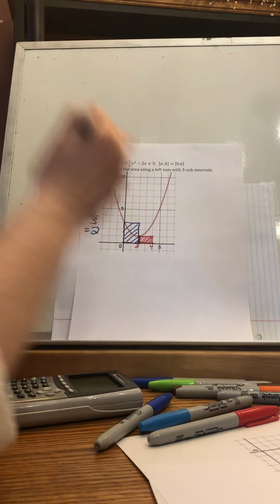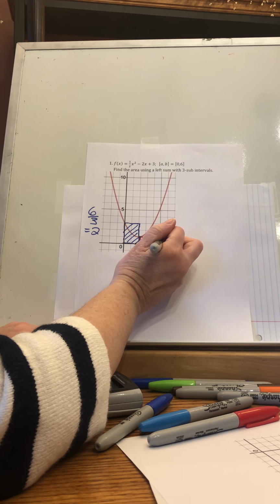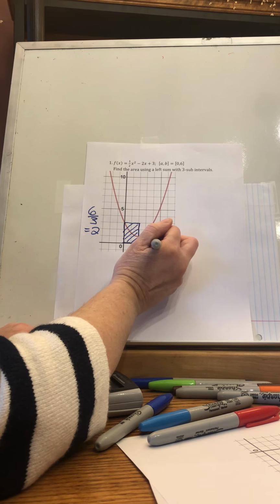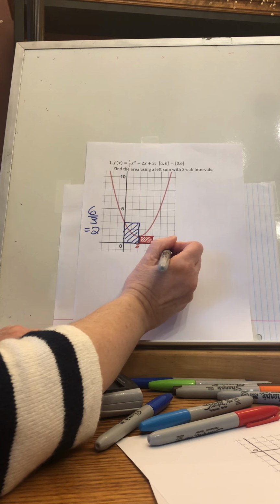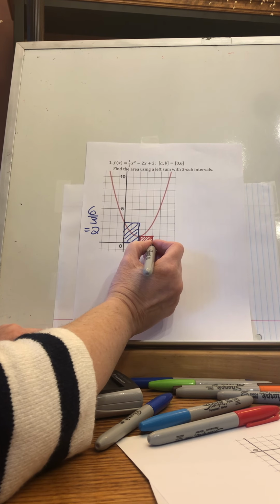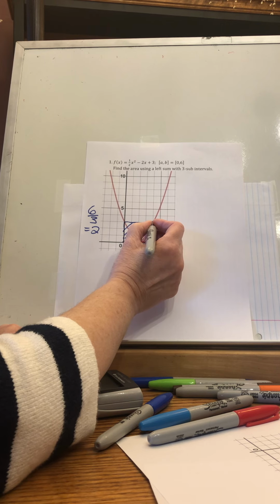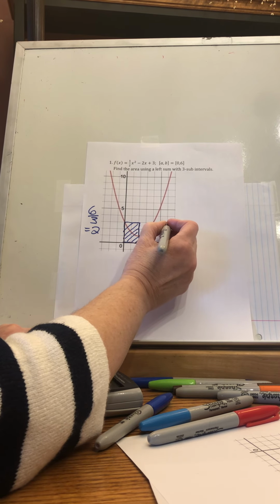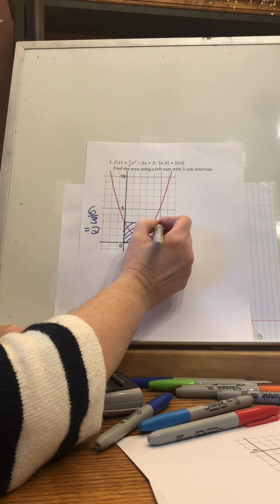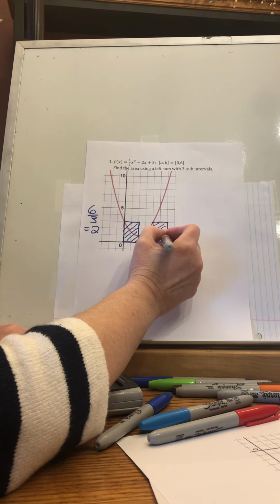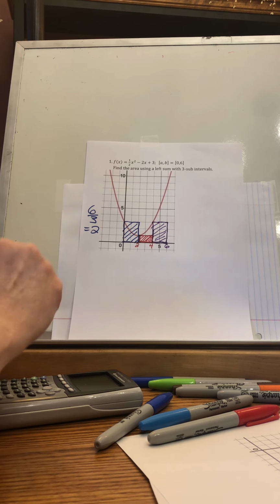The last interval goes from 4 to 6. So there's my base length of 2 units. I'm going to go up on the left-hand side. At 4, I'm hitting the curve again at about 3. I drop down, and there is my third rectangle to approximate this area.